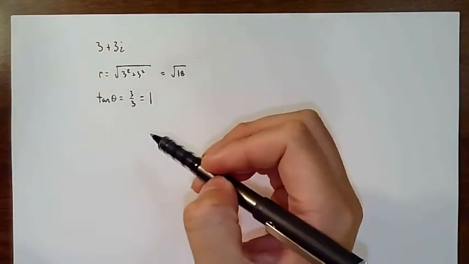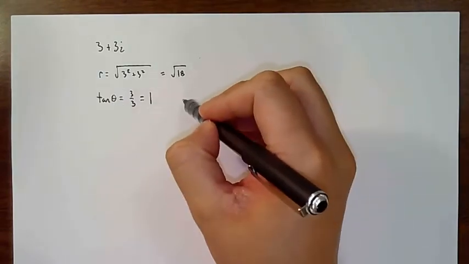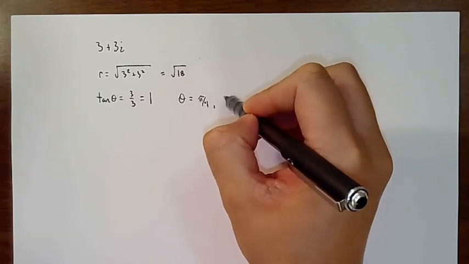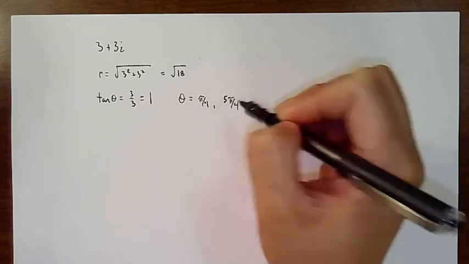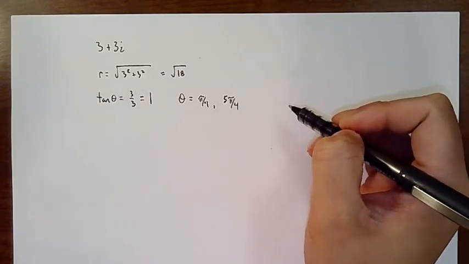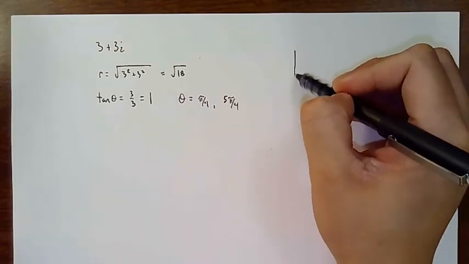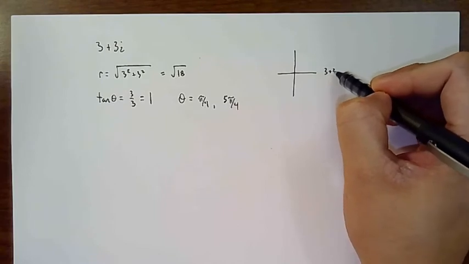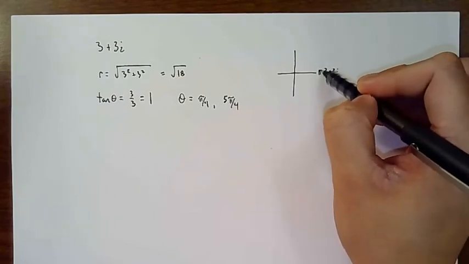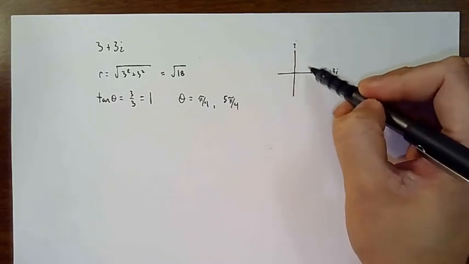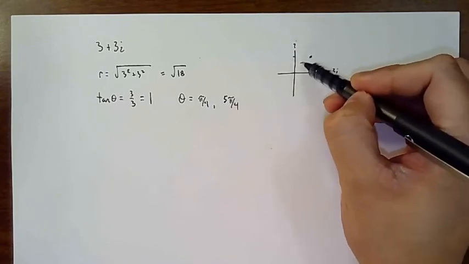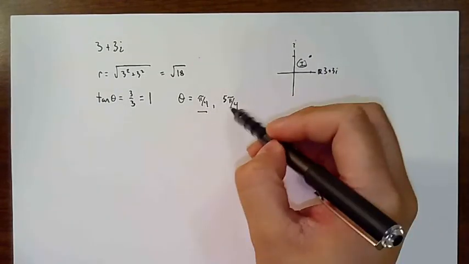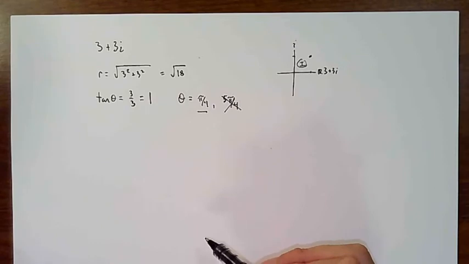All right, well, where is tan theta 1? Tan theta is equal to 1 when theta is equal to pi over 4 or 5 pi over 4. Which of these is correct? This is where plotting our number comes into play. So if we plot 3 plus 3i with the real axis here and the imaginary axis here, it looks like this. So we're in quadrant 1. Which of these angles is in quadrant 1? This one. So this other angle is incorrect.